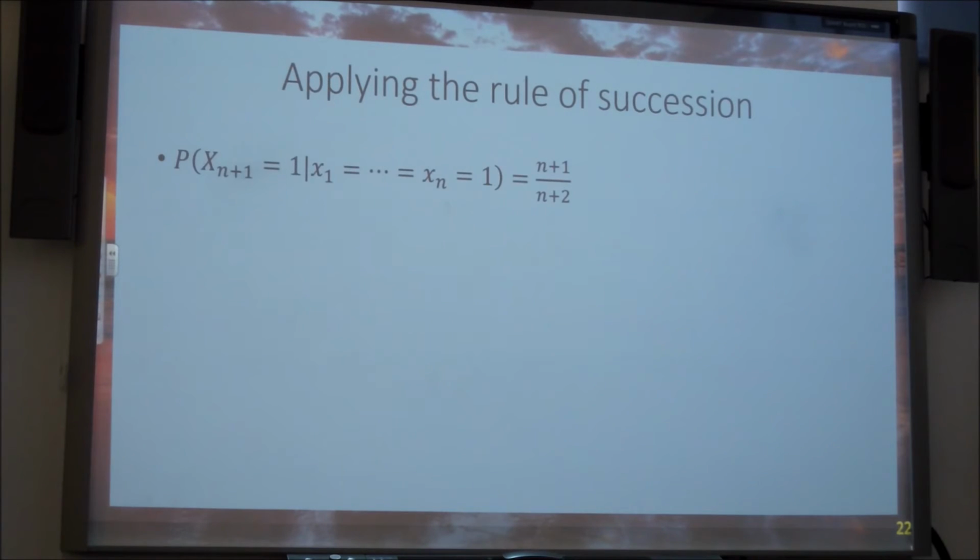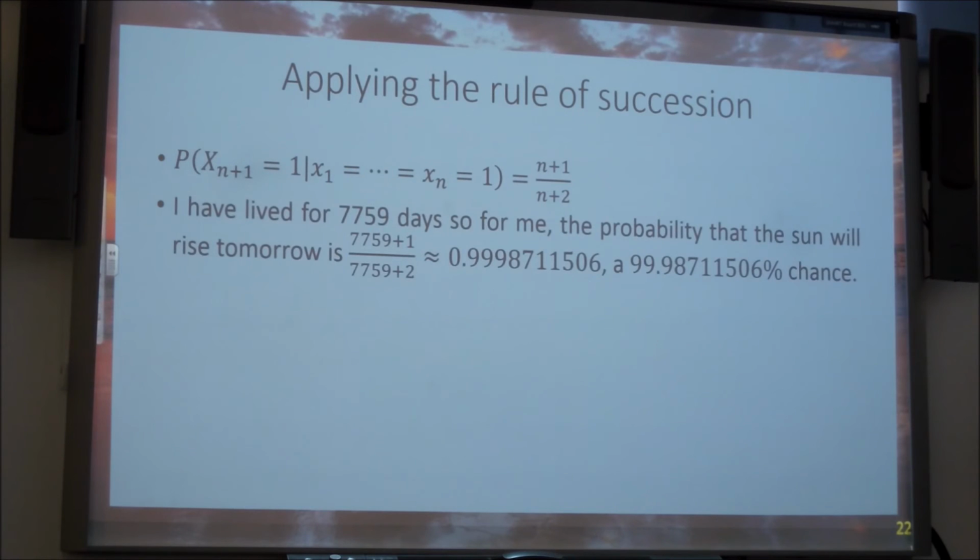So this is what we found for our probability, and as of today I have lived for 7,759 days, so you can work out my birthday if you have some time. So for me, the probability that the sun will rise tomorrow is (7,759 + 1)/(7,759 + 2), which is about 99.987%.